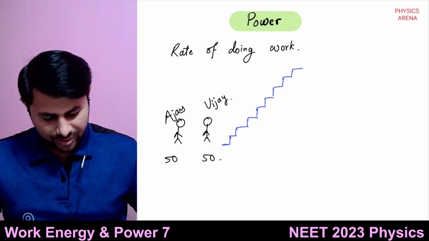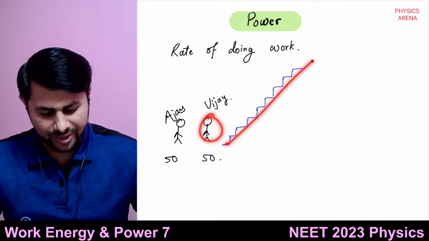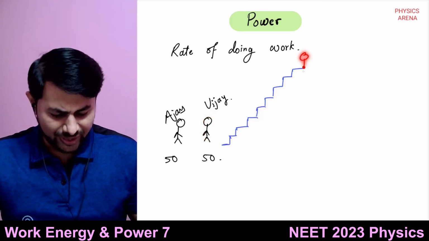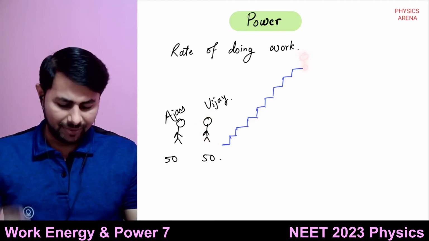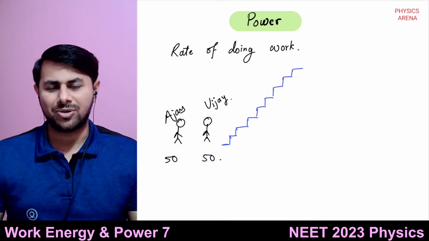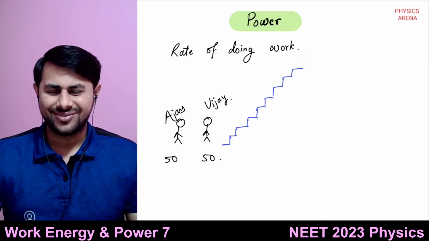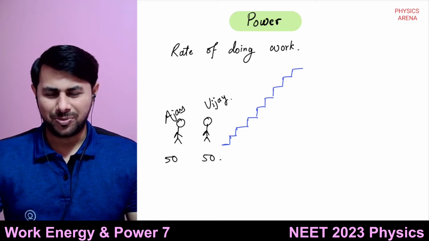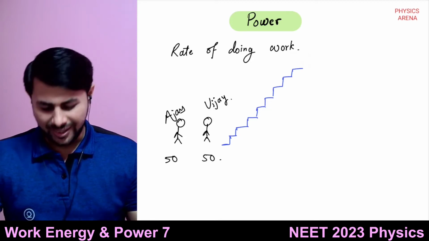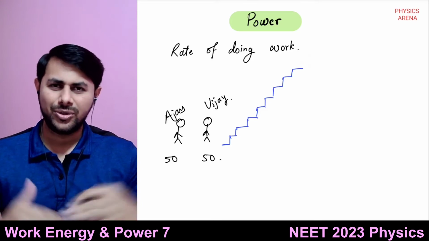Okay. So Vijay reaches first. And the time taken by Ajay is twice as that of Vijay. So who is more powerful? Of course, Vijay is more powerful, right? Because he is doing that work.